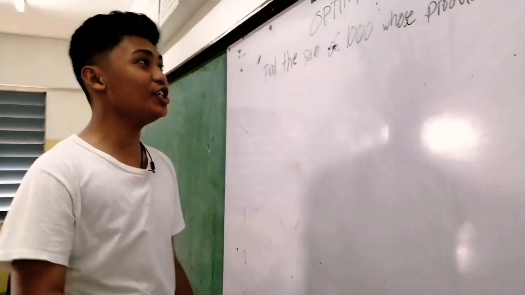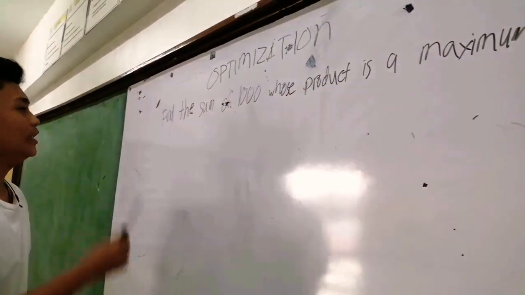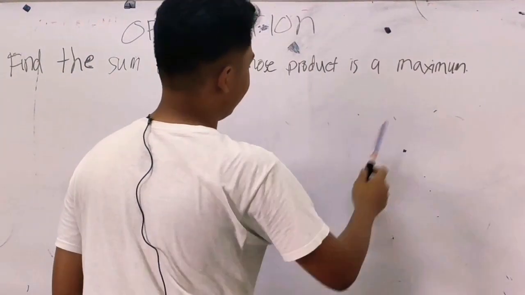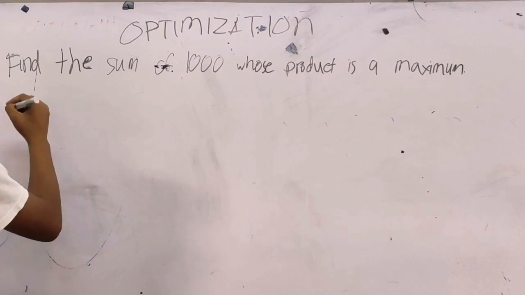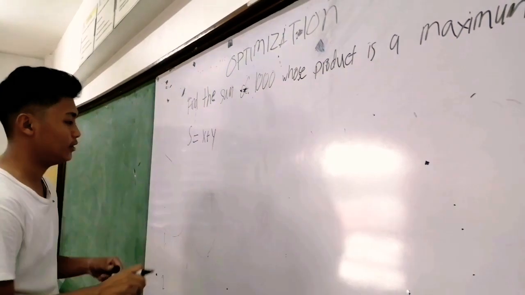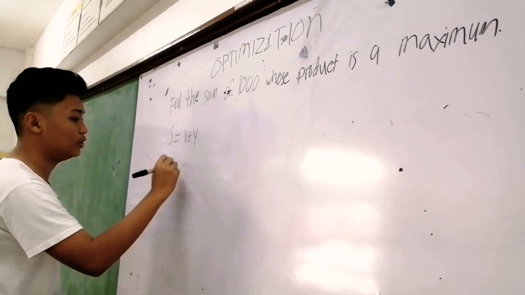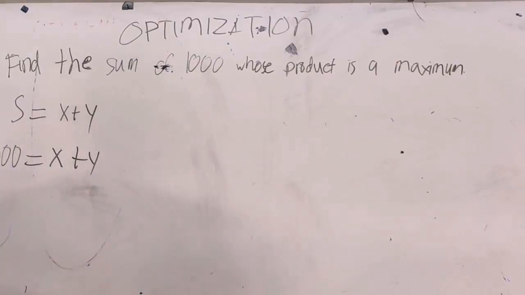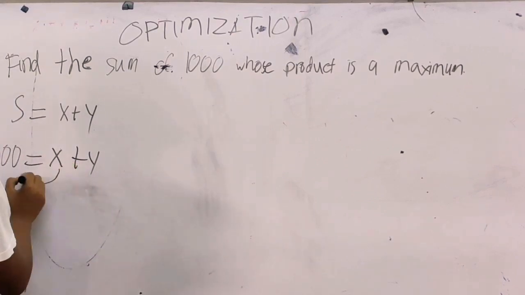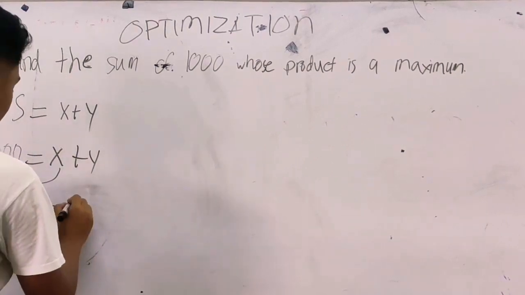Ramon, what's up? I'm going to teach you how to solve optimization. So here's the first problem: we have to find two numbers whose sum is 1,000 and whose product is a maximum. So the sum equals x plus y. That's the first step. So what's the sum? It's 1,000 equals x plus y. In order to get the product, we have to transfer the x to the other side, so it becomes 1,000 minus x equals y.